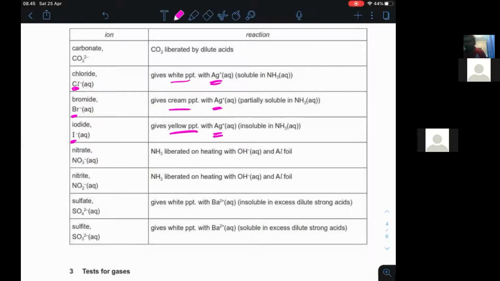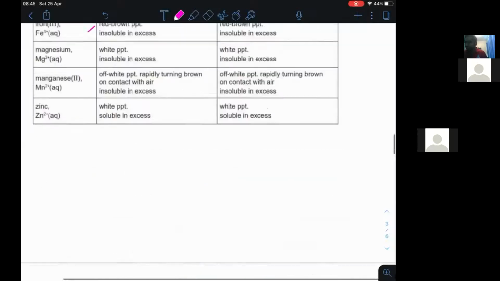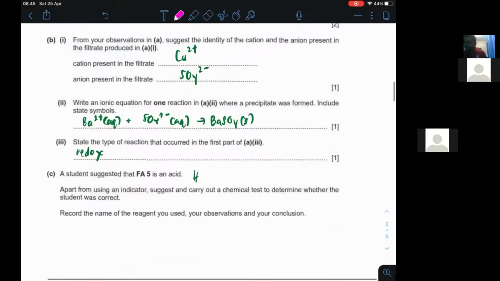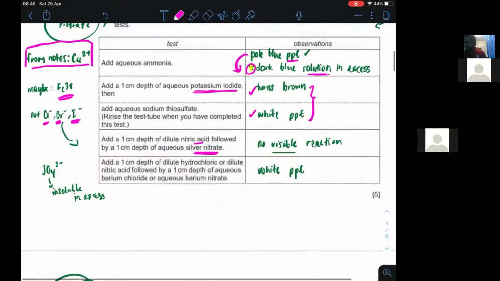Chloride will give you a white precipitate, which is silver chloride. Cream is silver bromide, and yellow is silver iodide. So if you see white, cream, or yellow, that's one of the anions. But what I see here is that I do not see any reaction. Rather than just writing no reaction, there might be a reaction happening that we cannot see. So please write no visible reaction.